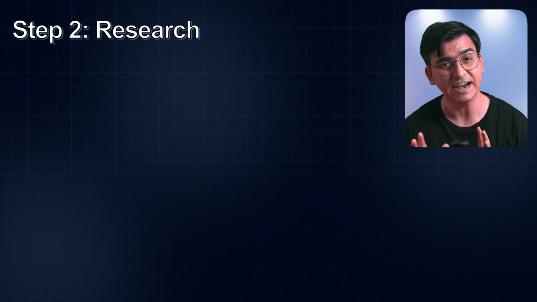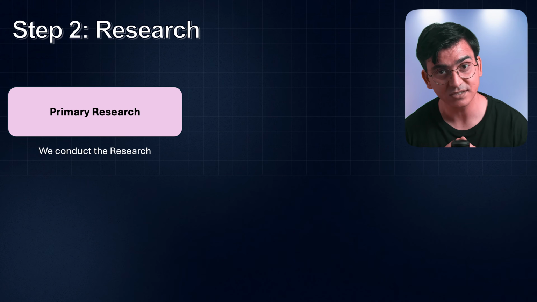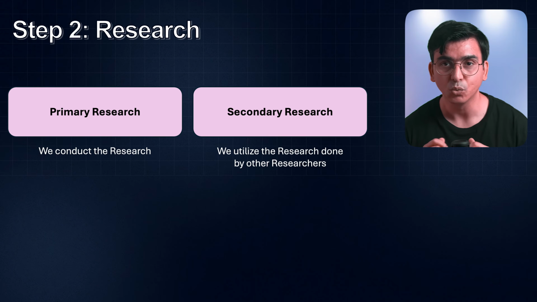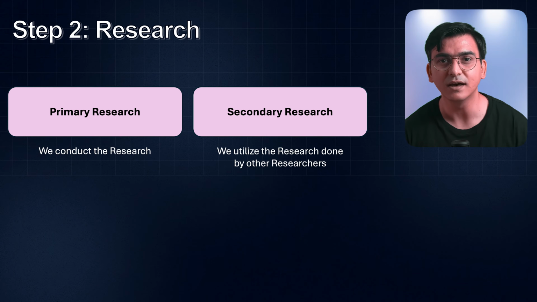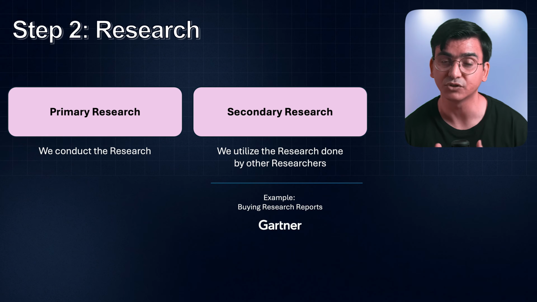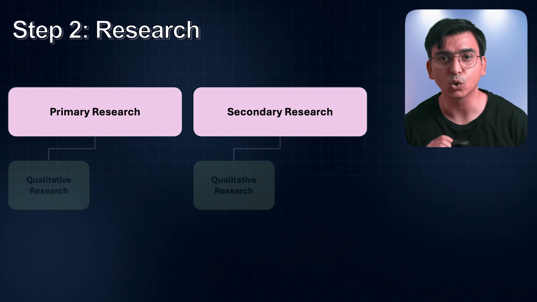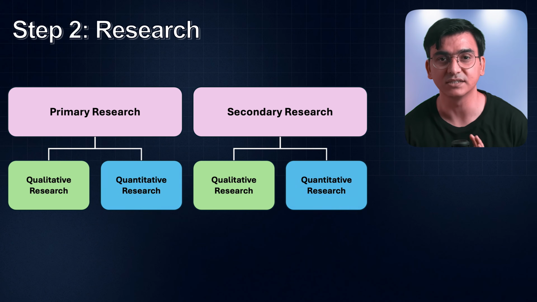Research is broadly divided into 2 categories. Primary research, where we conduct the research, and secondary research, where we utilize the research done by other researchers. An example of this is buying research reports from research companies such as Gartner, Forrester, etc. These are further divided into 2 subcategories, qualitative research and quantitative research.